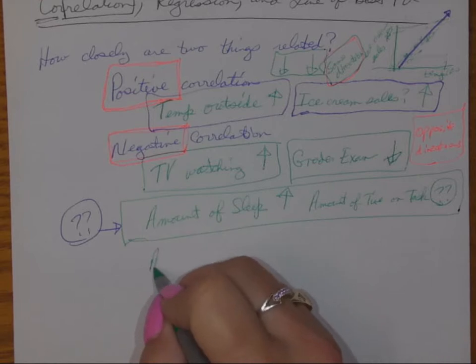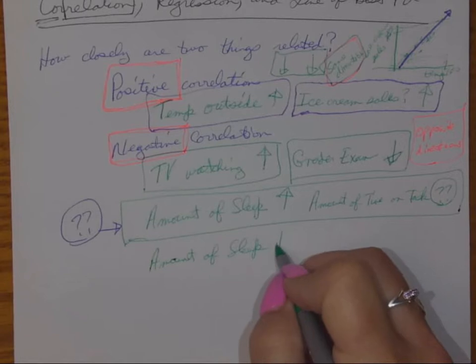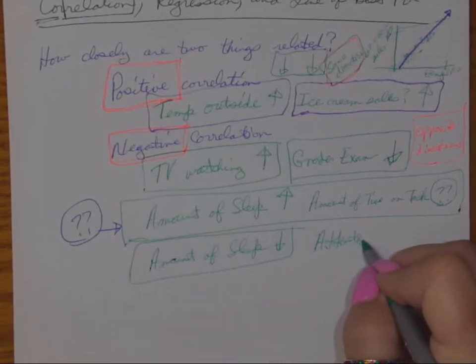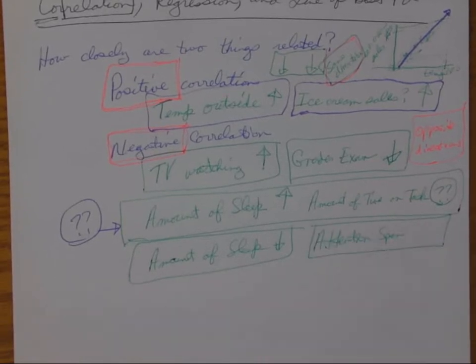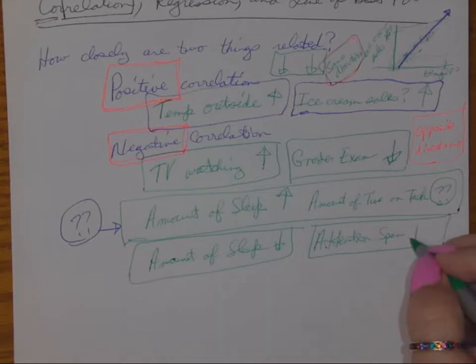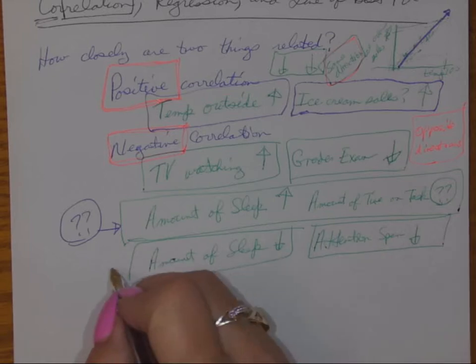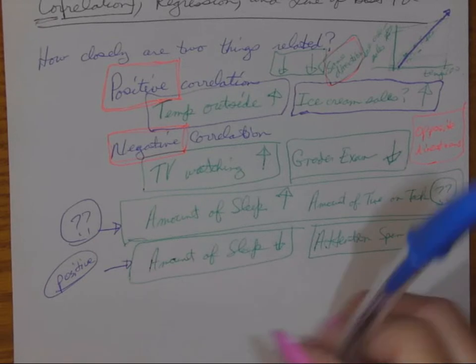What about this one? If my amount of sleep goes down, what about my attention span, how long I can study, pay attention, focus on something? What do you think about that? Amount of sleep goes down. Do I have more attention or less attention? And in my head, hopefully I'm hearing you say there's less, right? Well, what about that? Those are both negatives. So is that a negative correlation? No, that's a positive correlation, right? They're both going in the same direction.